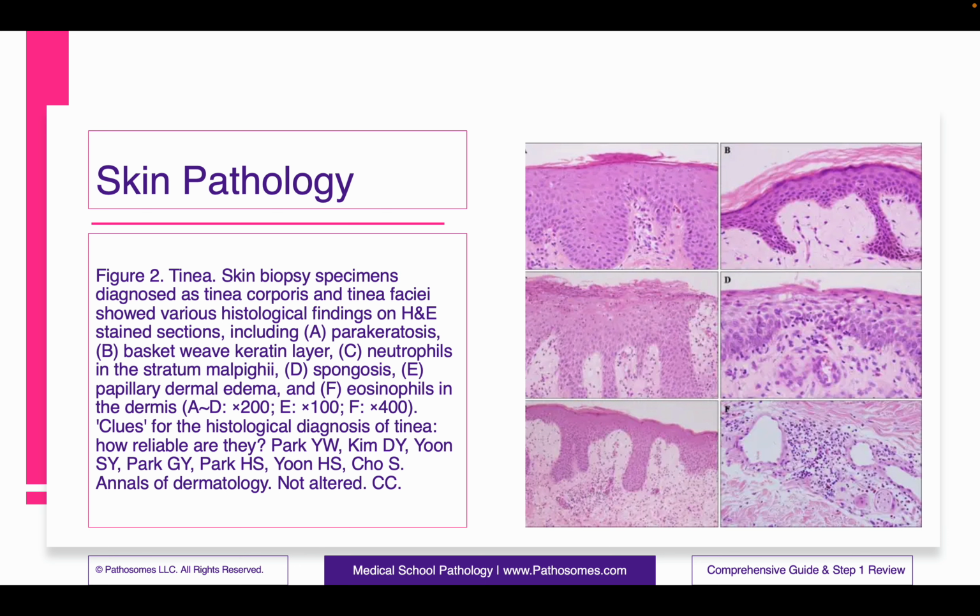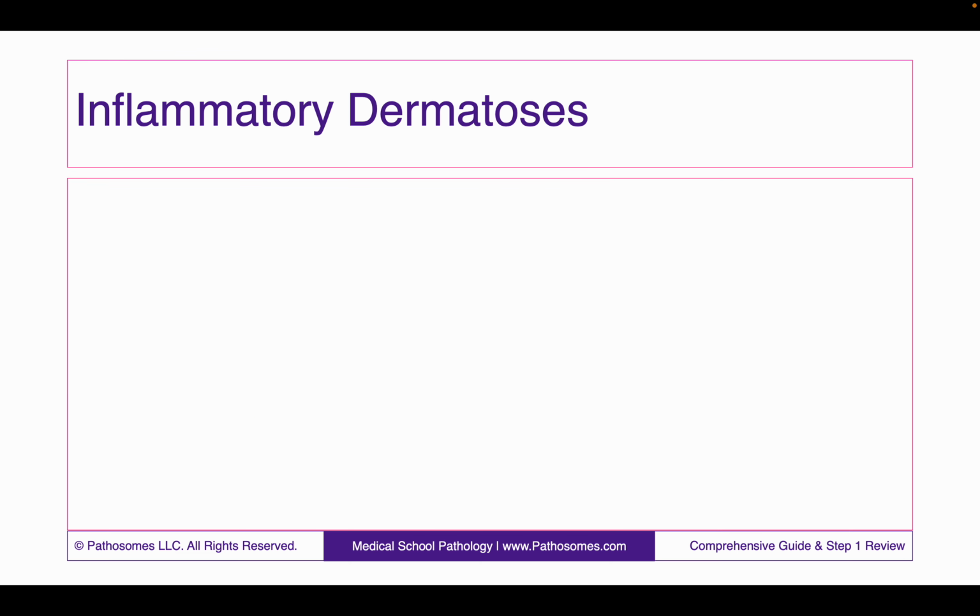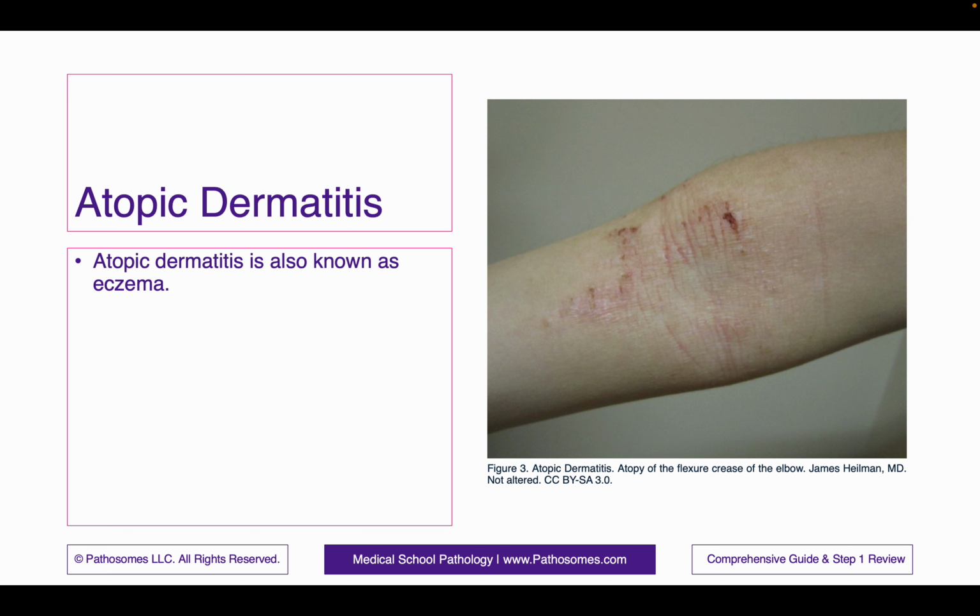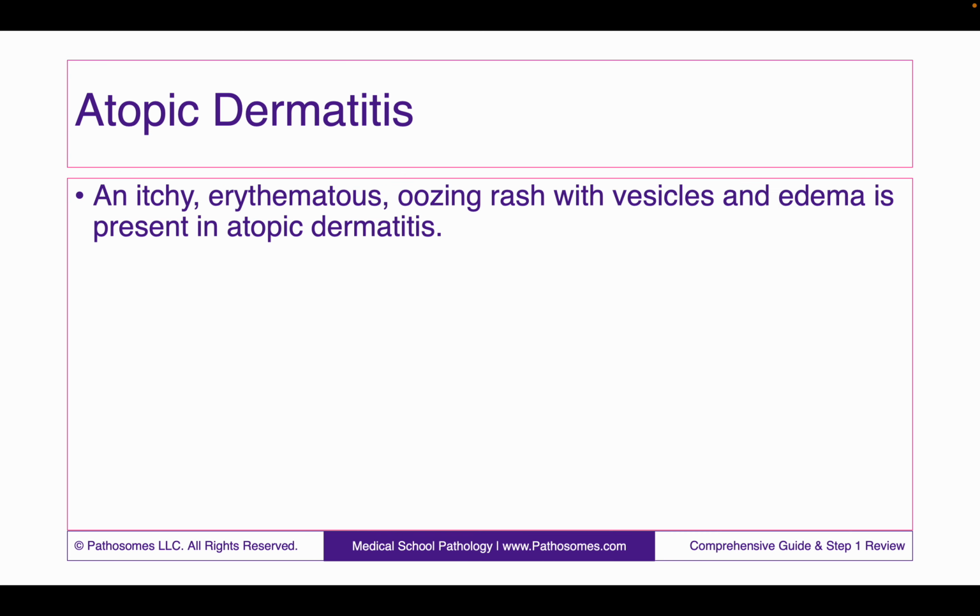We're going to be getting into the diagnosis of many different skin conditions that you need to know about, starting with inflammatory dermatoses, such as atopic dermatitis. Atopic dermatitis is also known as eczema. As you can see here, with this atopy of the flexure crease of the elbow. An itchy, erythematous, oozing rash with vesicles and edema is present in atopic dermatitis.